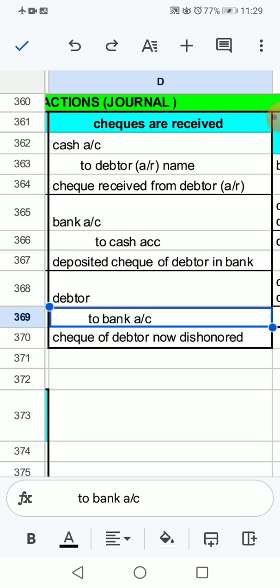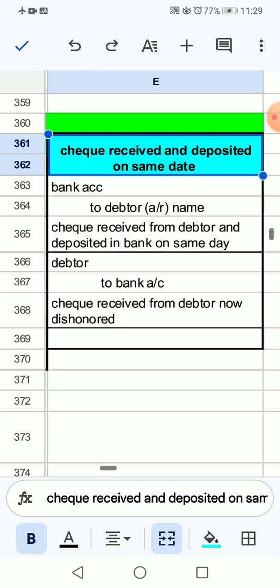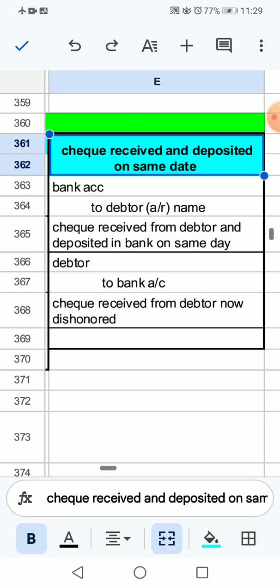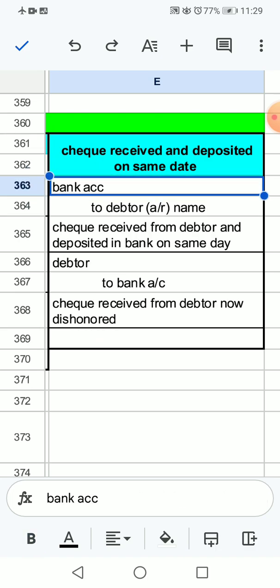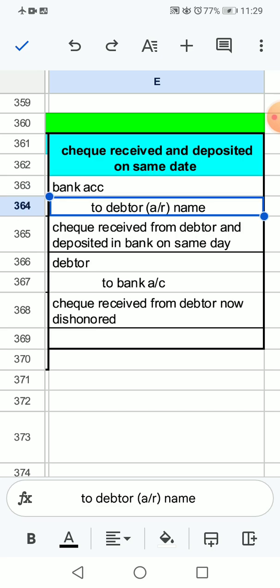Next, you have seen check received and deposited on the same date. It means, as you have received a check from the debtor, you immediately deposited that check into your bank account. Bank account was your asset, and due to depositing of the check, your bank account has been increased. That is why you will debit your bank account. Debtor was the person from whom the amount was receivable. Since you have received the amount, your asset has been decreased. That is why you will credit your debtor.